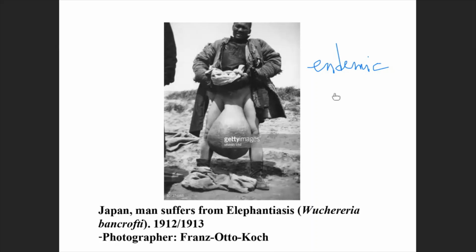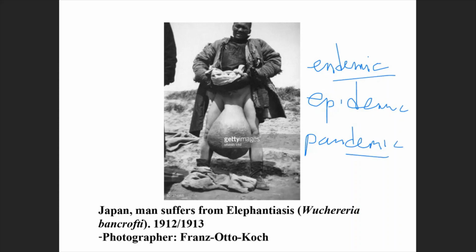And then when every country started to have this, or the disease traveled across countries, you can say that's a pandemic, the word pan meaning across. So endemic, epidemic is an increased number, and pandemic means across, everywhere across countries. So endemic to this country is this disease known as elephantiasis.